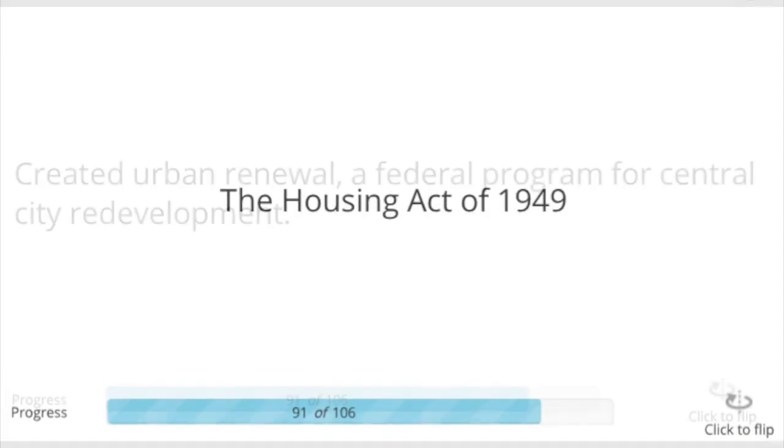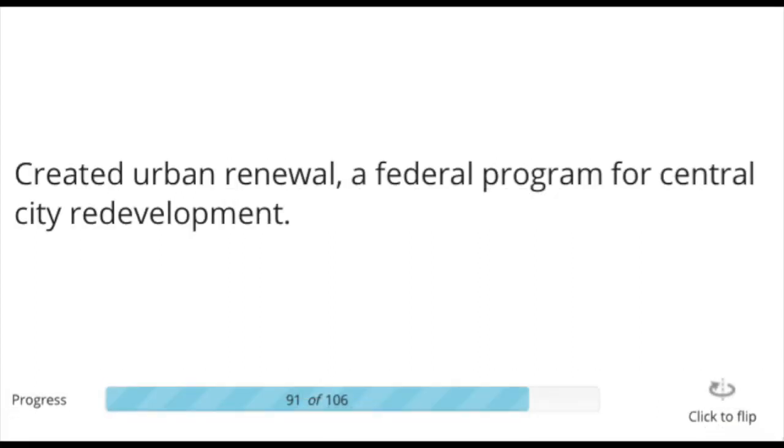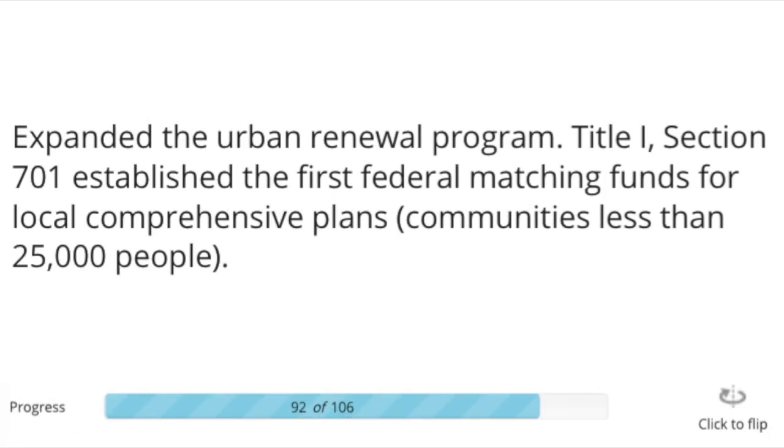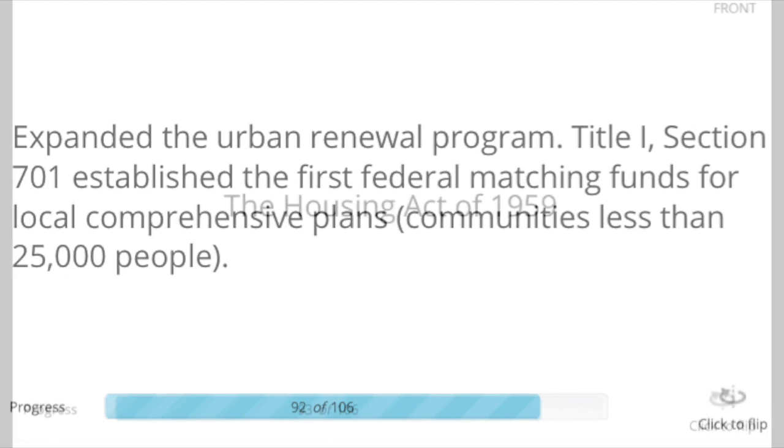The Housing Act of 1949 was focused on creating urban renewal. The Housing Act of 1954 expanded the urban renewal program with Title I, Section 701, establishing the first federal matching funds for local comprehensive plans with communities of less than 25,000 people.